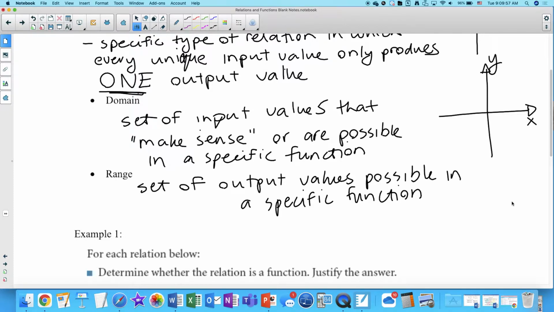What's the largest number of students that are possible on any given day? Yeah, 32, okay? Now, could we have an in-between value? Could we have 2.5 students? No. So what would the range be? It would be all whole numbers from 0 to 32. Those are the possibilities that make sense for this particular function. Does that make sense? Okay.